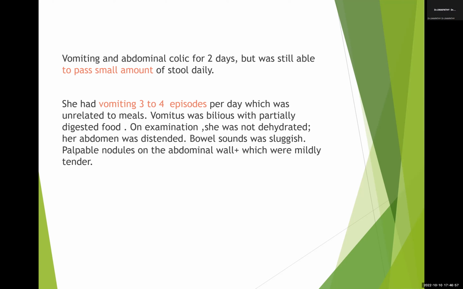Partial obstruction below the second part of the duodenum. She's having bowel sounds. It is sluggish, but she's passing stools also. So it is an indication there's a partial obstruction. These are the pointers, the indicators telling you where the obstruction is.